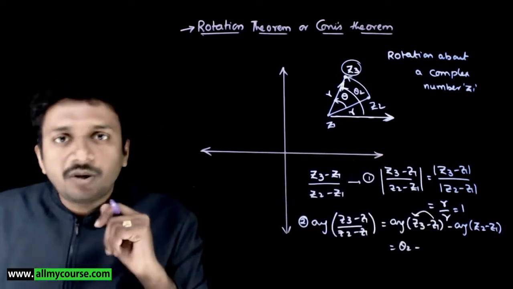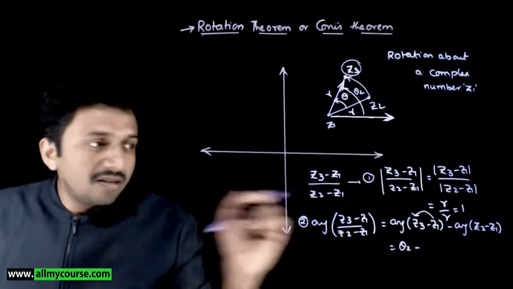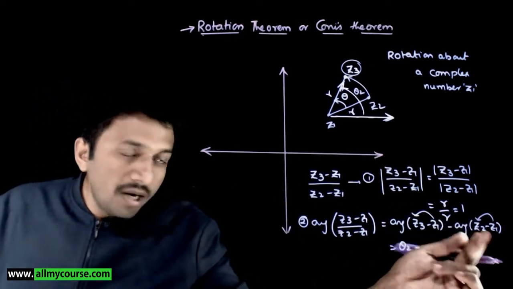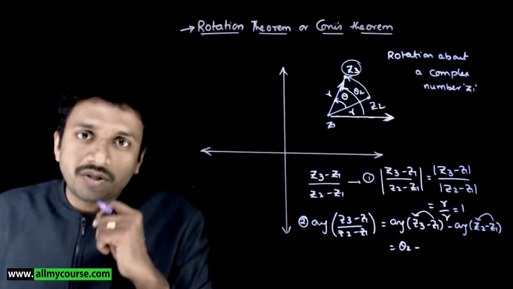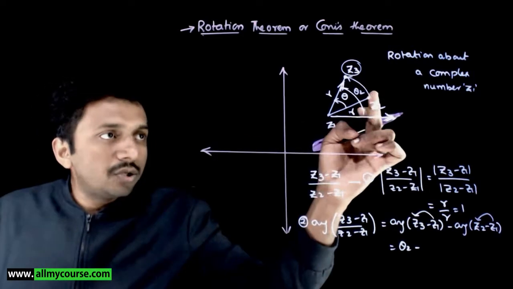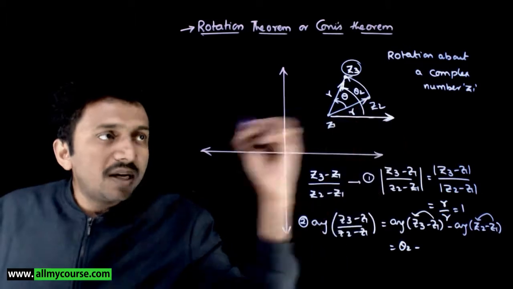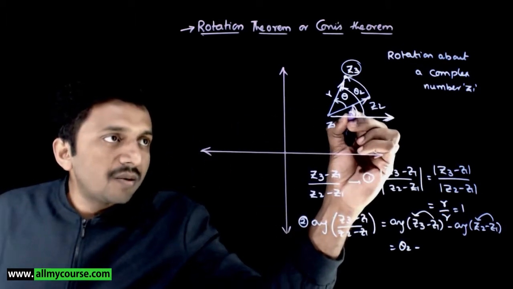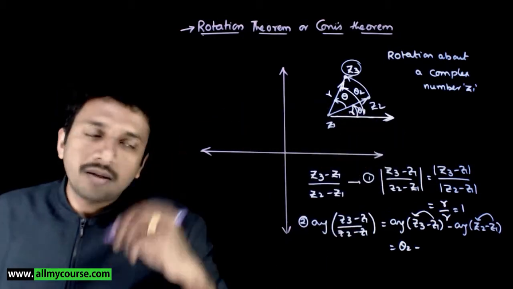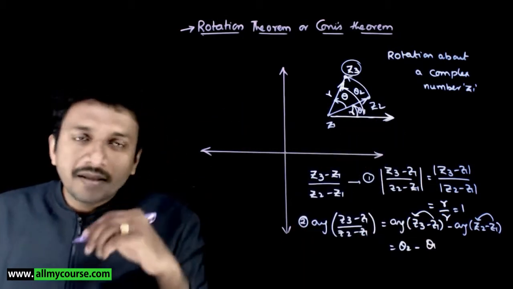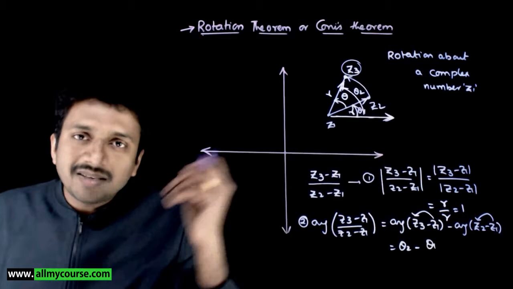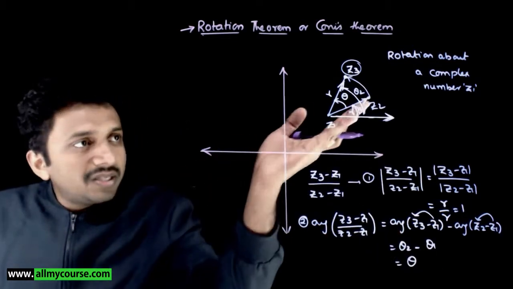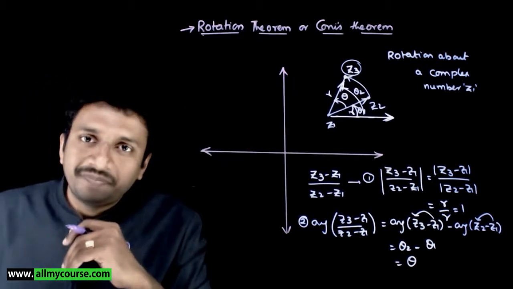What is the argument of z2 minus z1? This is the angle made by the ray joining z1 to z2 with the positive direction of x-axis. So join z1 to z2, that will be the ray. What is the angle made by this with the x-axis? Let it be theta 1. So what is theta 2 minus theta 1? It is nothing but theta, which is the angle of rotation.